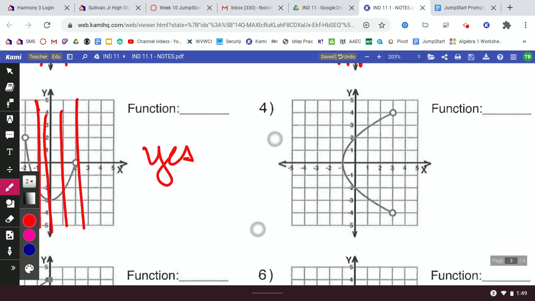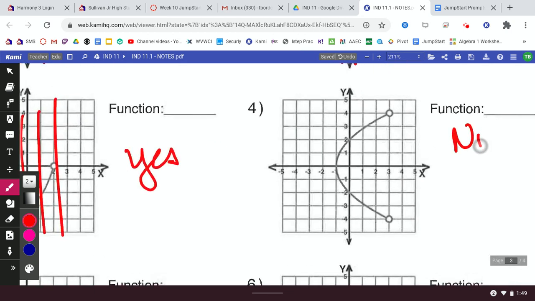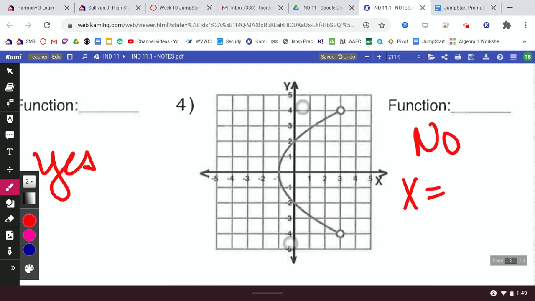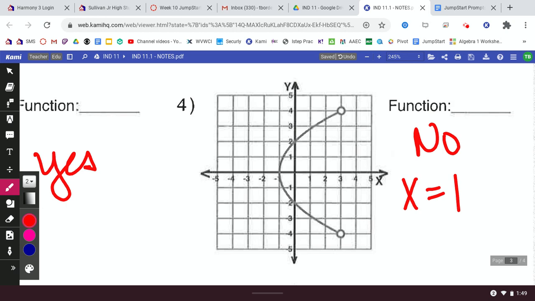All right, Lexi, how about number 4? No. Tell me where it fails, just one spot. All right, I'm glad you said that. Does it fail at 3? This was actually what we were going to talk about, so that was perfect. What does open circle mean? Open circle means it doesn't actually touch 3. So 3 can't be a failing point because it's an open circle. If they had been closed circles, it would have been 3. So tell me another spot where it fails. 1. Good. At the vertical line of X is 1, which is right there, it fails because it hits boom and boom.